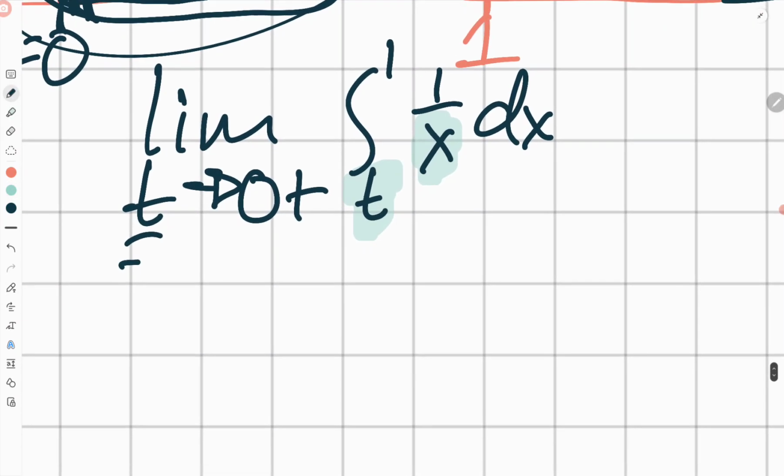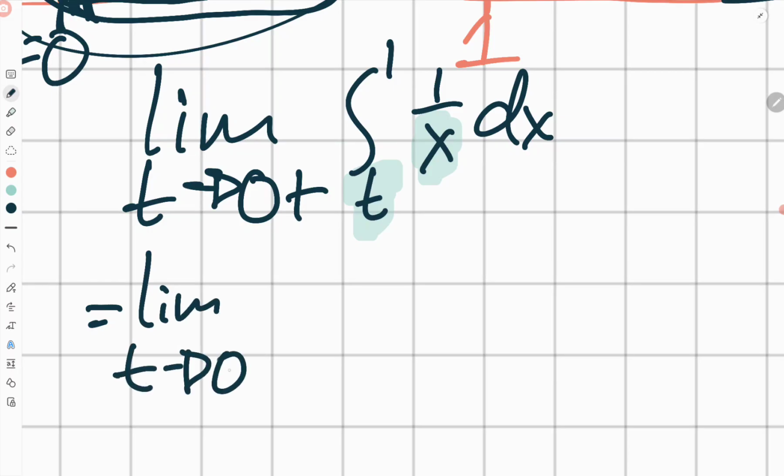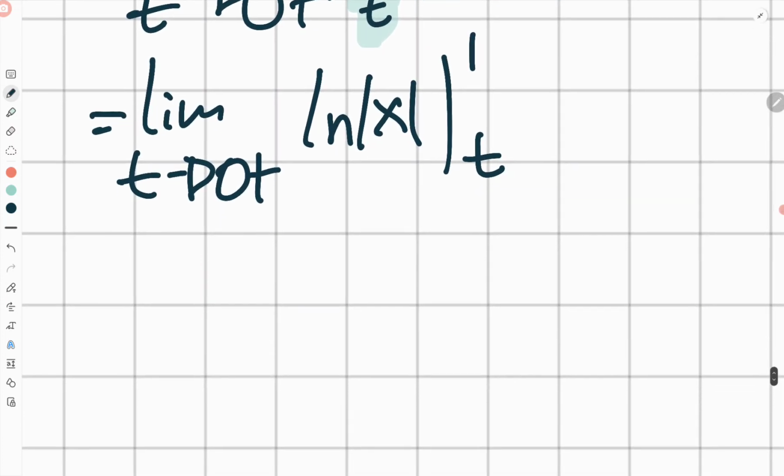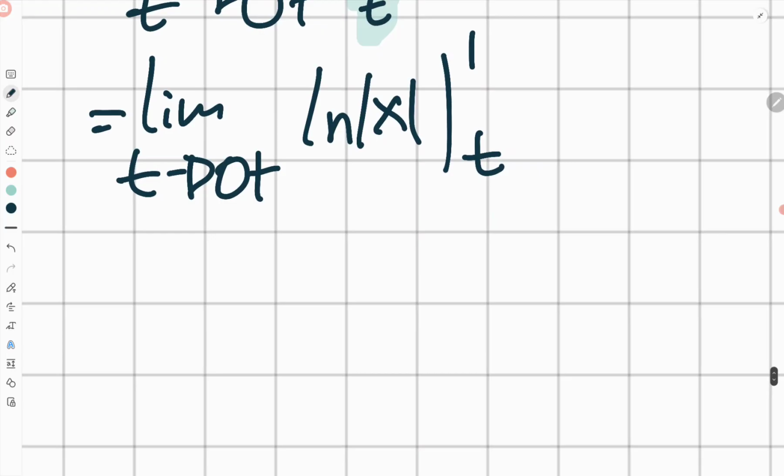So we can evaluate this from here as follows. Let me delete this part here. It's the limit as t goes to 0 from the right side. And this is easily anti-differentiated to give us ln of the absolute value of x, evaluated between 1 and t. Okay. What happens from there?